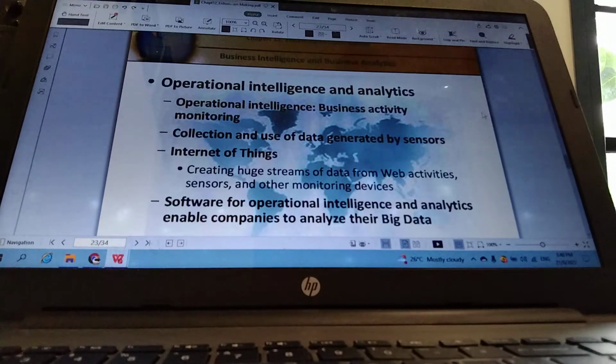The next big thing that we are talking about related to BI and BA is what we call the Internet of Things, IoT, where we are creating huge streams of data from web activities, sensors, and other monitoring devices. All data collected from these web activities or other monitoring devices are being used for decision making.